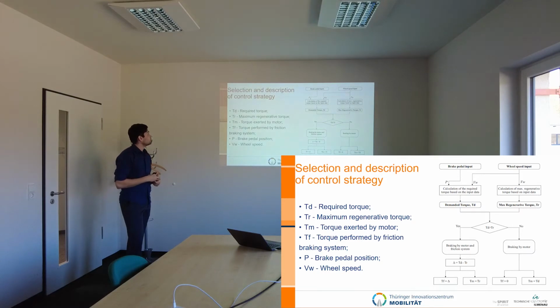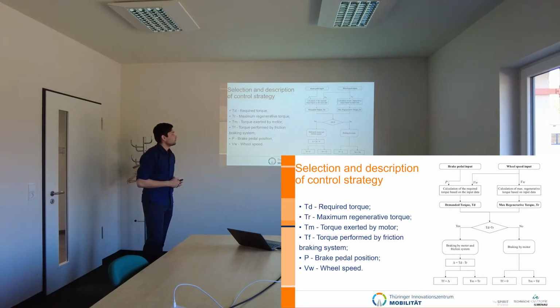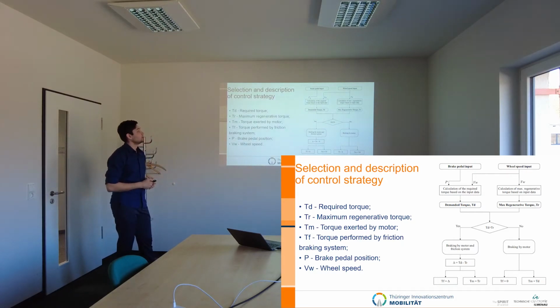Here you can see the control strategy which was used in the project seminar. We can see the two inputs, brake pedal and wheel speed. After that, based on lookup tables, we calculate the demand torque and the available regenerated torque. We compare them, and if the available torque is enough, we just use motor torque and don't use friction torque. But on the other side, we calculate the difference and use the friction braking system.